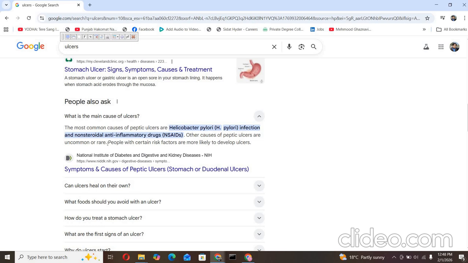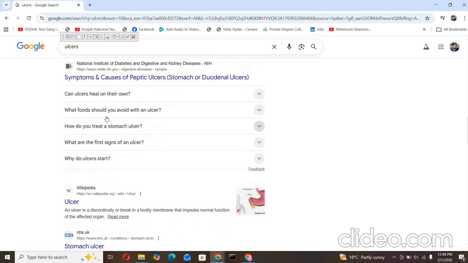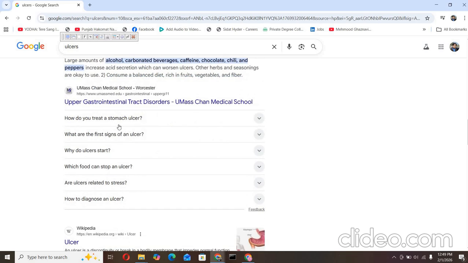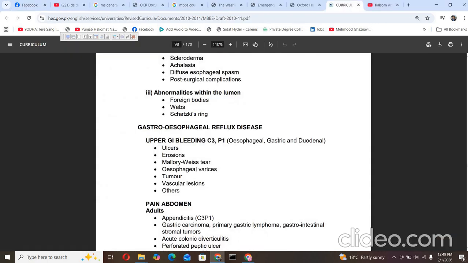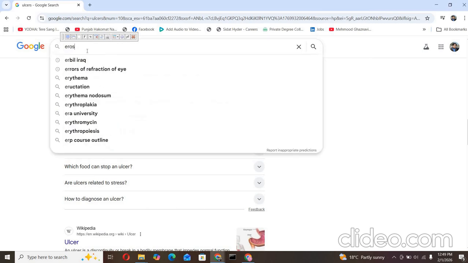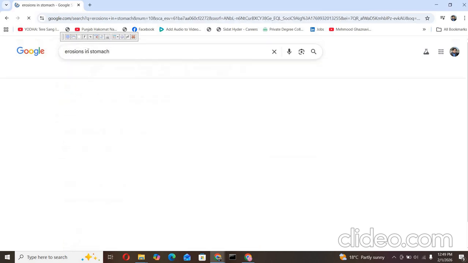So let's see the next one, erosions. Erosions in the stomach are small, shallow, superficial lesions, pre-ulcer, in the stomach's protective mucosal lining, primarily caused by drugs such as aspirin and ibuprofen, alcohol, or H. pylori infection. They cause pain, nausea, or bleeding, black stool, vomiting blood. Diagnosis includes endoscopy. Treatment involves removing the cause and taking acid-reducing medicine.